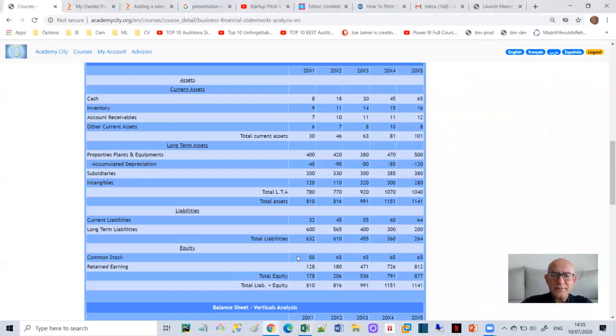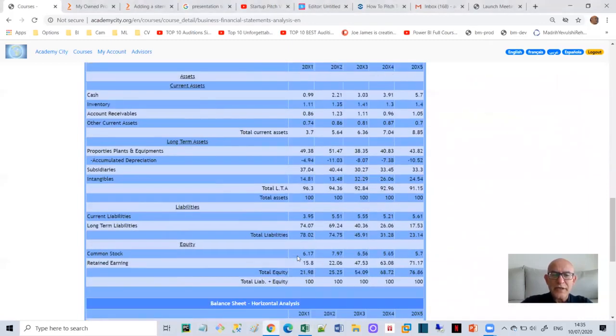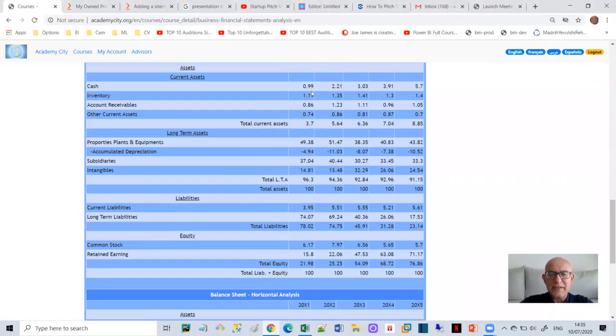If we go here, we get all the numbers. For example, remember we got that that's almost 1% out of the total assets. Same thing about 3.95, that was the current liabilities as a percentage of the total assets. So we turned everything into a percentage of the total assets. Why do we want to do that? There are two reasons for doing that.